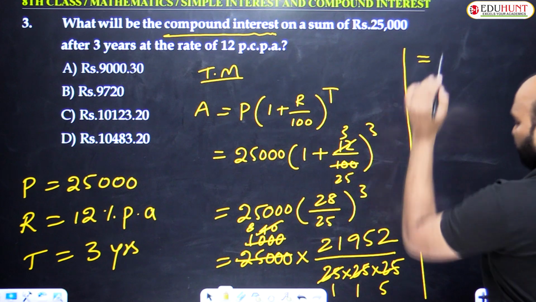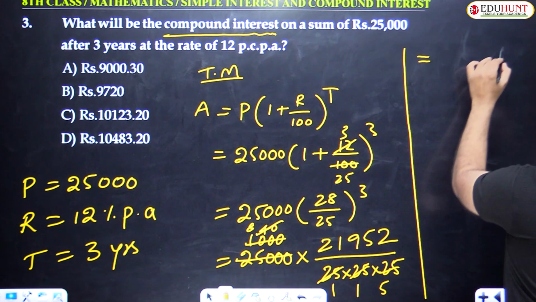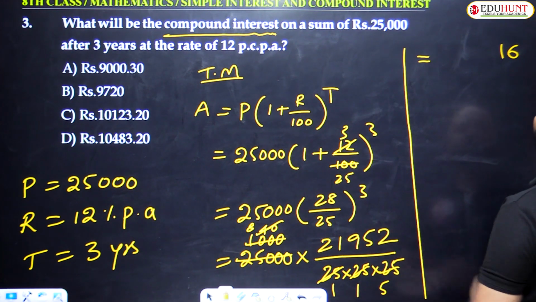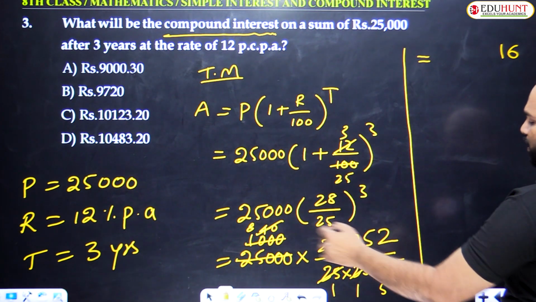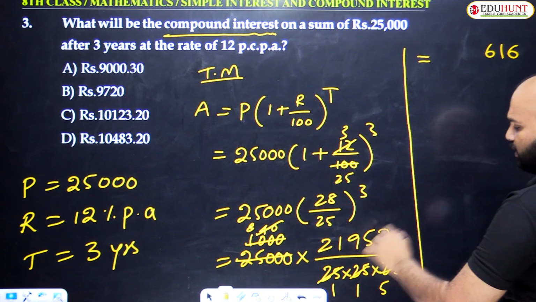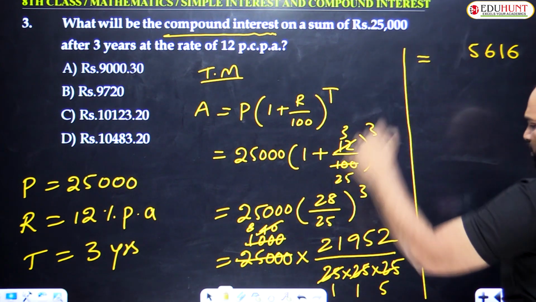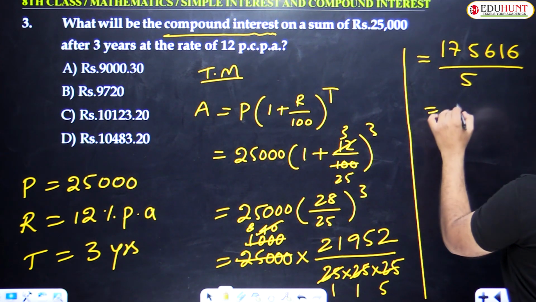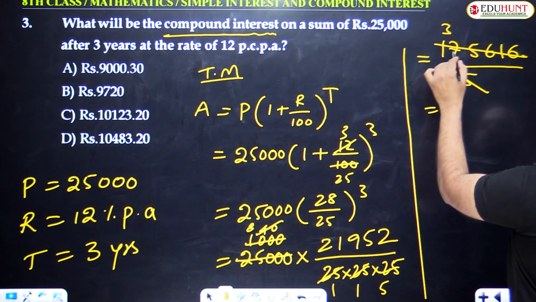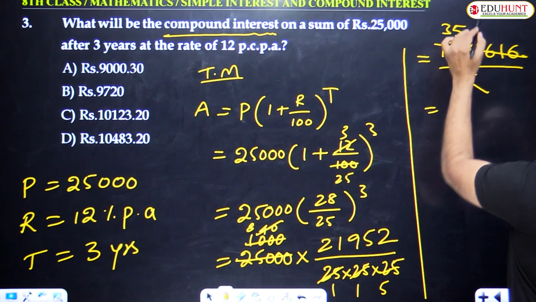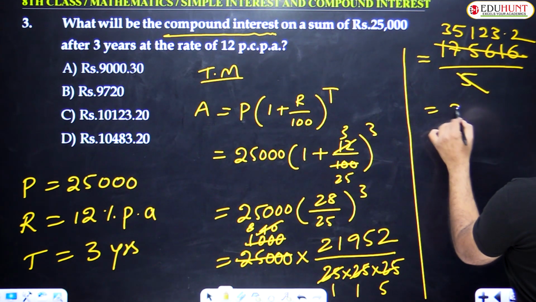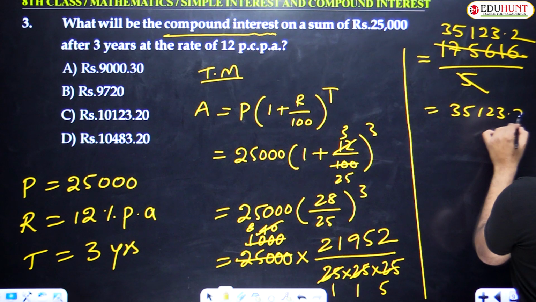So actually 21,952 into 8: 8 2s are 16, 8 5s are 40, plus 1 is 41, 4 carry; 8 9s are 72 plus 4 is 76, 7 carry; 8 1s are 8, plus 7 is 15, 1 carry; 7 2s are 14 plus 1. Then divide by 5 and by 5. So we get 35,123.2 as the amount value.